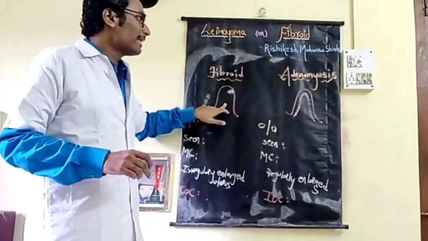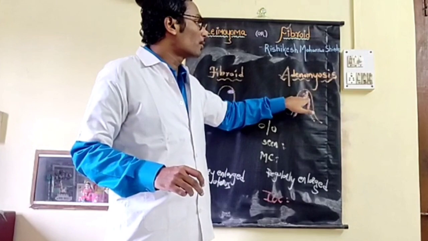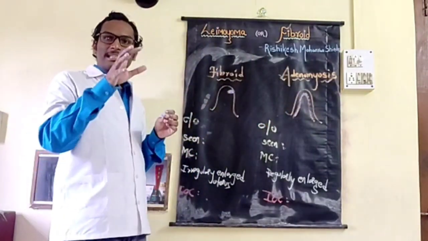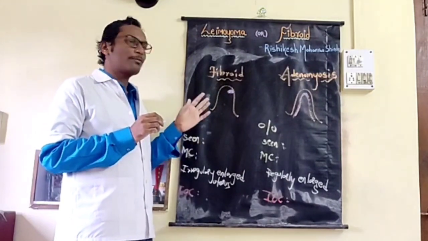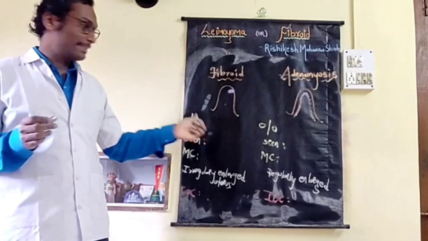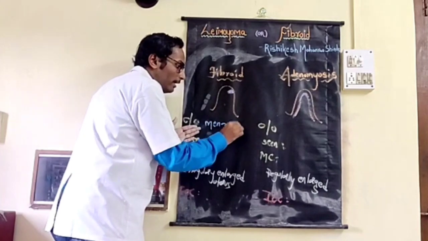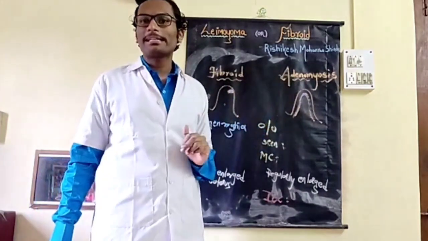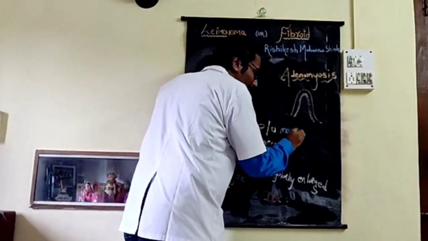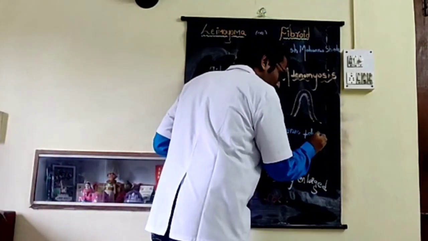So adenomyosis and a fibroid. In adenomyosis, we get the endometrium growing into the myometrium. But in fibroid, there is a solid benign tumor of the smooth muscle of the myometrium. The most common complaint in the case of fibroid is menorrhagia, and the most common complaint in the case of adenomyosis is menorrhagia along with dysmenorrhea.